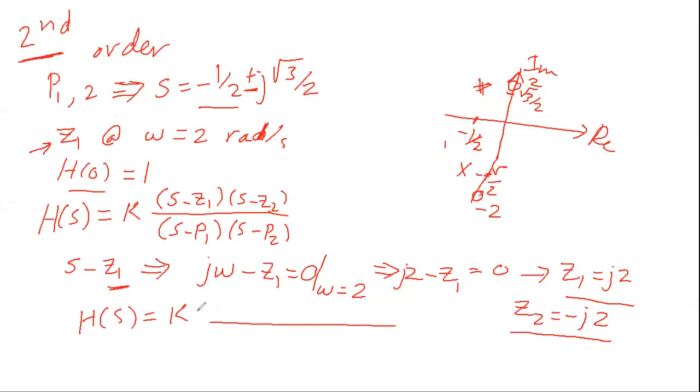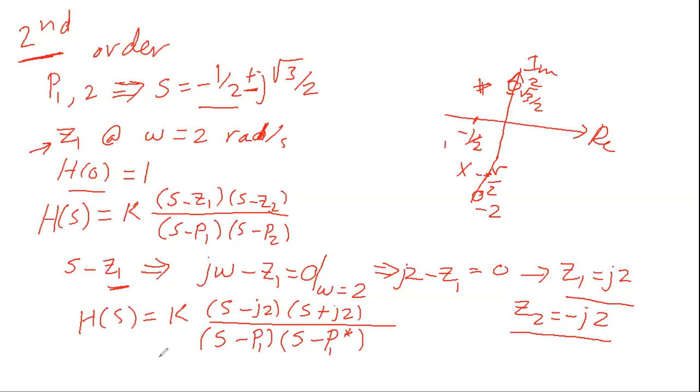times S minus Z1, which is S minus j2, times S minus Z2, which is plus j2, divided by S minus P1. I'm not going to write it here because it's a big one, but we'll simplify this first. And S minus the complex conjugate of P1, because P1 and P2 are complex conjugates, right? So we can write this one as P1 complex conjugate, right?